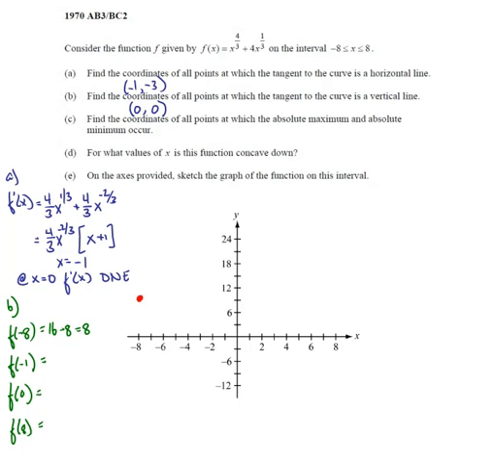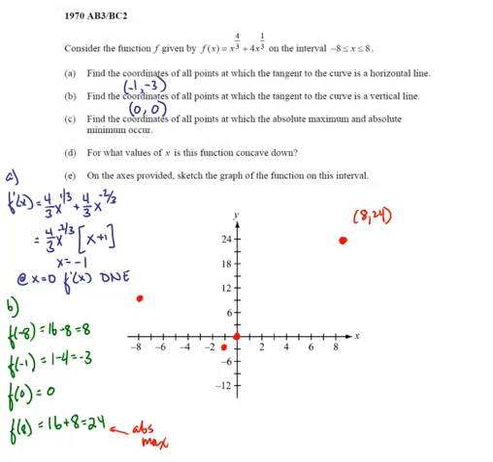F of -1, cube root of -1 is still -1, to the 4th power is going to become +1. -1 to the 1/3 is -1, times 4 is -4. So we're going to get -1, -3 there, and plot that point. F of 0 we've already calculated, that's 0. We plot that point. And f of 8, cube root of 8 is 2, to the 4th power is going to be 16. 2 to the 1/3 power is 2, times 4 is 8. And so that's going to give us 24.